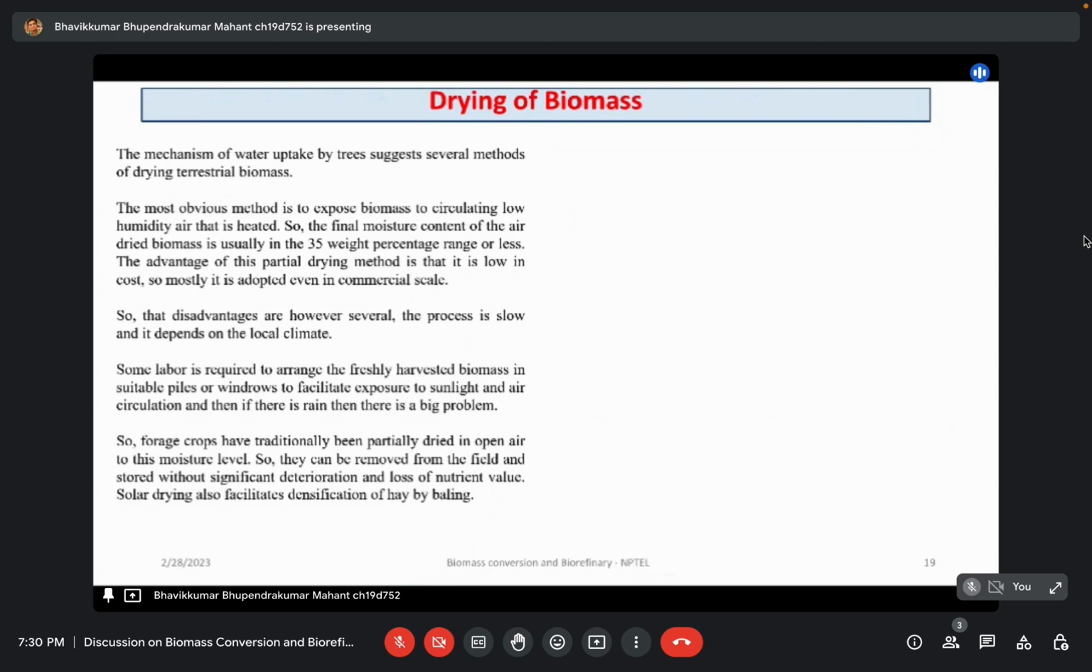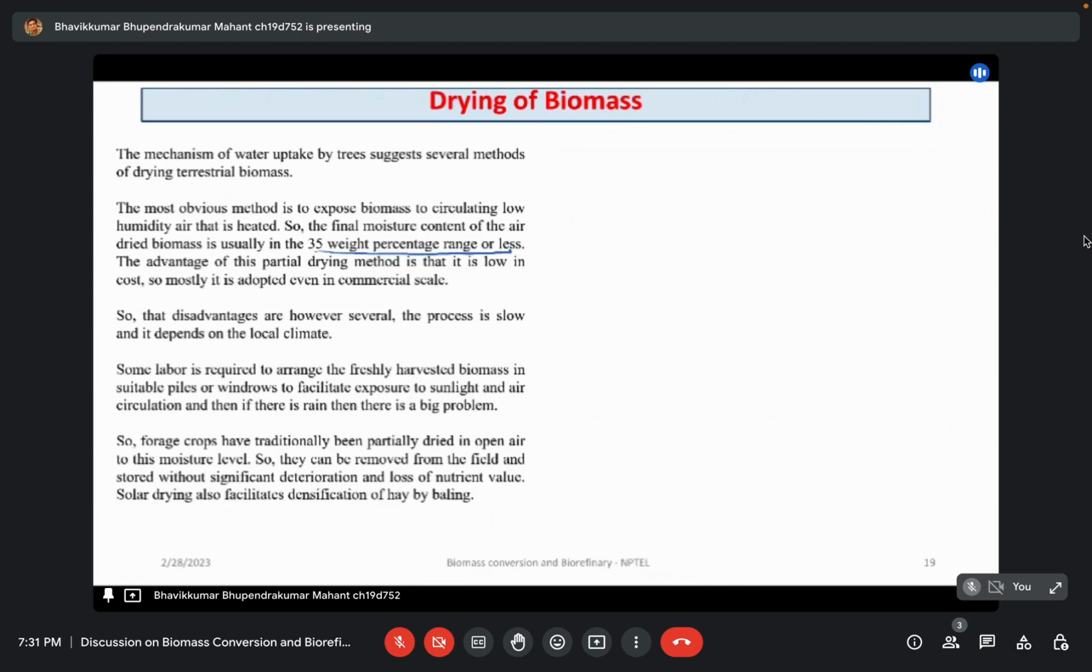So the mechanism: we know how the drying process takes place. Mainly the biomass is exposed to low humidity air or heated air, and the final moisture content of the air-dried biomass is usually in the 35-8% range or less. So this may be a question: what is the final moisture percentage after drying? It is 35-8% or less than that.